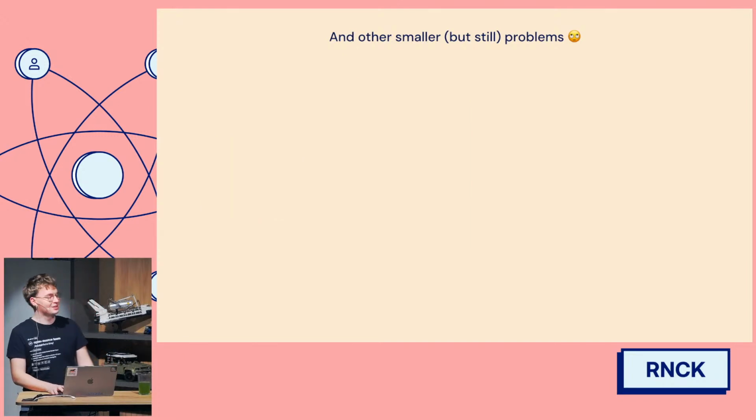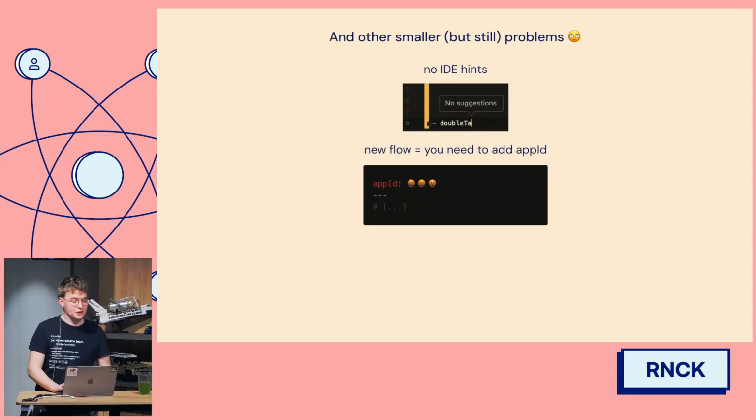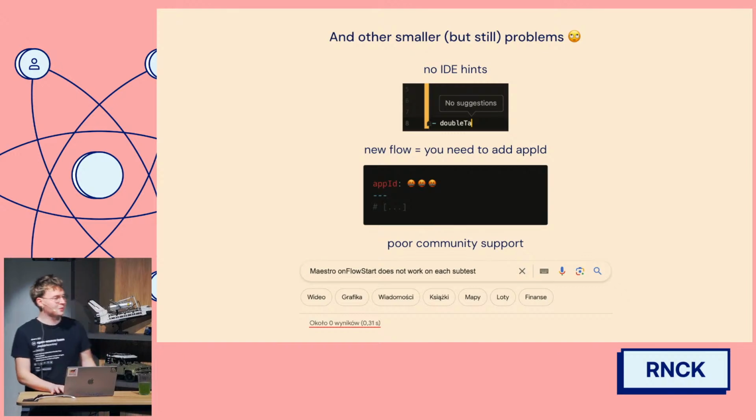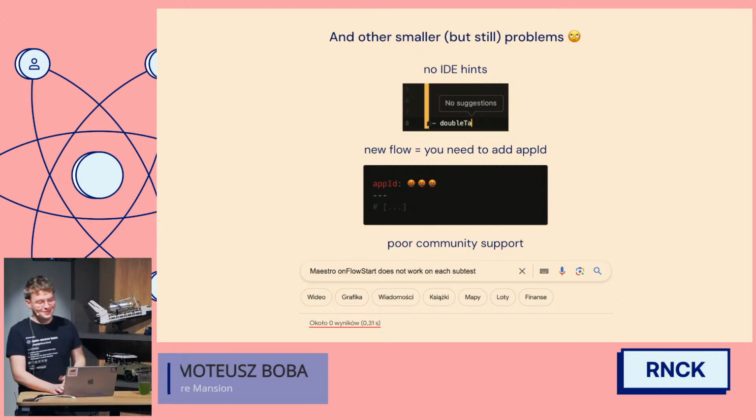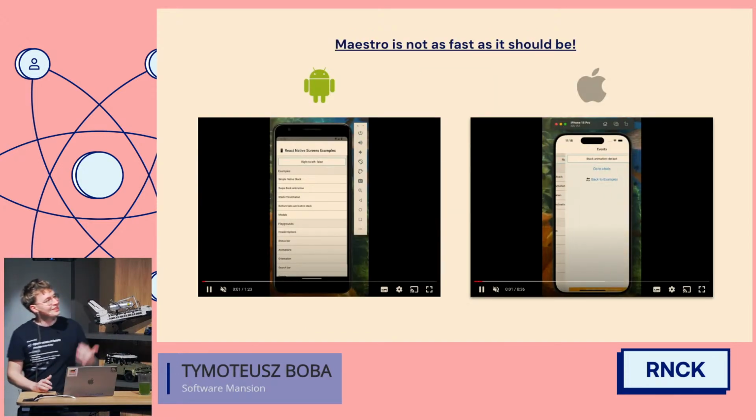There are also other problems, like no ID hints. On each new flow, you need to add the app ID. And also, community support is quite poor. That happened to me several times. But you know what the worst thing is? Unfortunately, Maestro is not as fast as it should be.